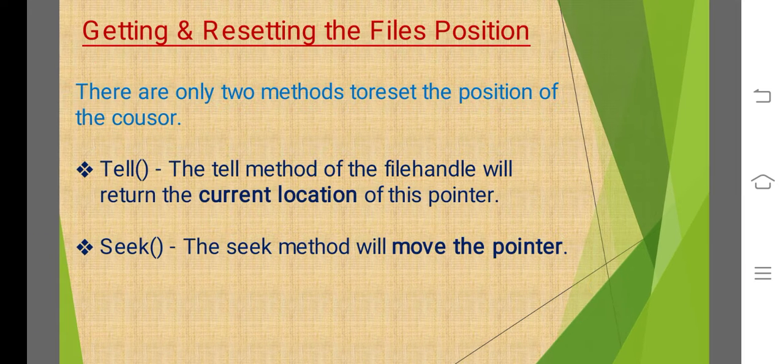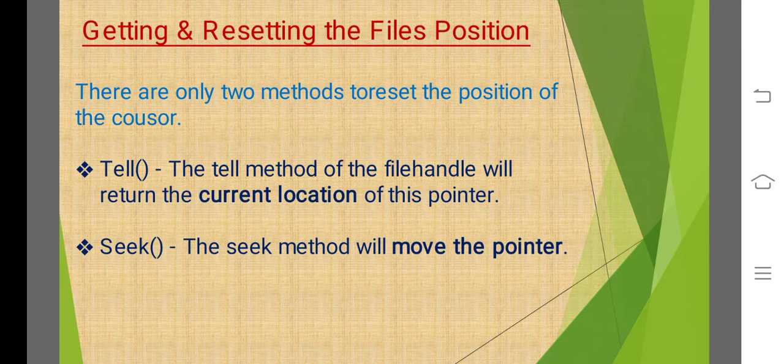Now move to getting and resetting the file position. There are two methods to reset the position of the cursor. First one is the tell function and second is the seek function. The tell method used with the file handler returns the current location of the pointer. It tells the position, and position means the place where the character is stored. It is an integer type, starting from 0. Tell returns the position.